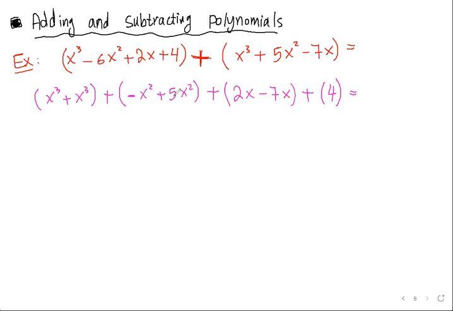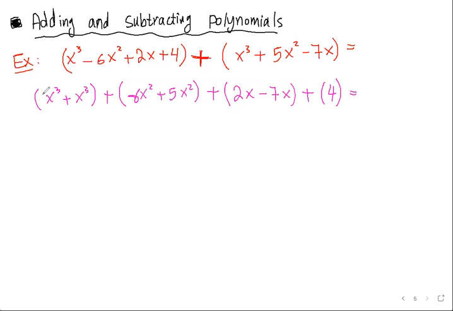So this is called grouping like terms. I put all the variables raised to the same power together. Professor, for the x squared, you didn't put 6x squared. Oh, sorry. Yes, here we have minus 6x squared. Thank you. So again, x to the power 3 plus x to the power 3, minus 6x squared plus 5x squared, 2x minus 7x, and here we have 4. Yes.